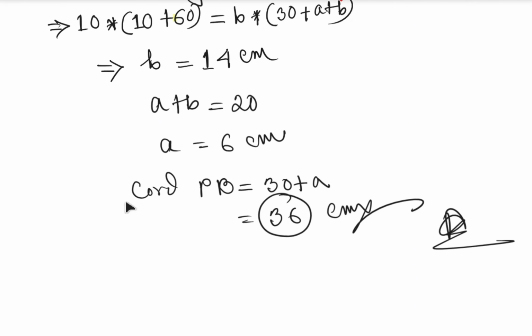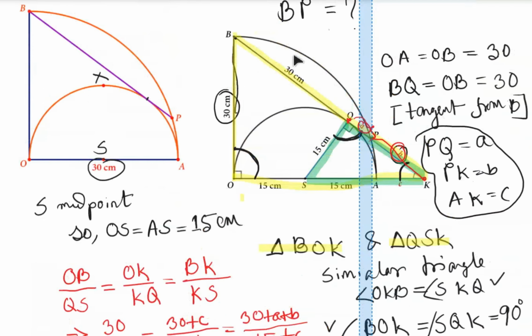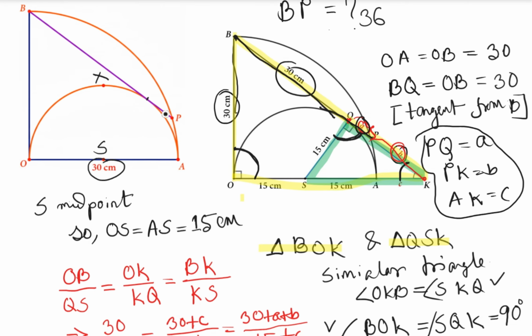So this was the chord from here up to this much. So B to Q is 30, and from Q to P it was A. So 30 plus A, where the value of A is 6. So the final result of BP or PB, whatever, will be 36 centimeter.